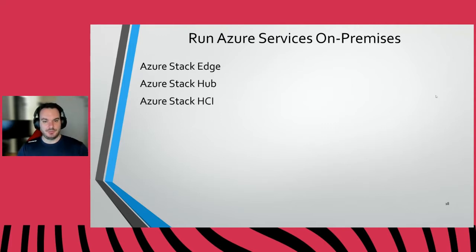Then with the Azure Stack Hub, this allows you to run Azure services on your on-premise environment. And it's almost like having your own Azure environment. The only downside is that it doesn't offer all the services. And what I want to talk about today is the Azure Stack HCI. So HCI stands for Hyper-Converged Infrastructure. And this allows you to have a real hybrid environment. And all of this is managed with Azure Arc. Azure Arc is a software solution, and this can be combined to create the hybrid environment.